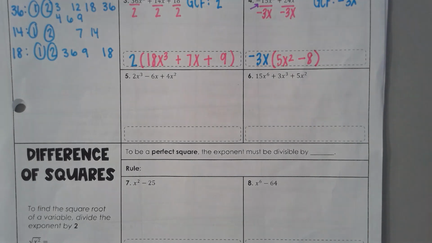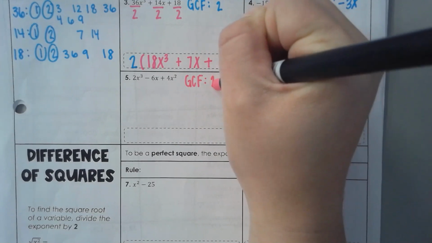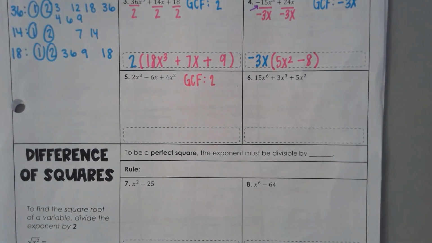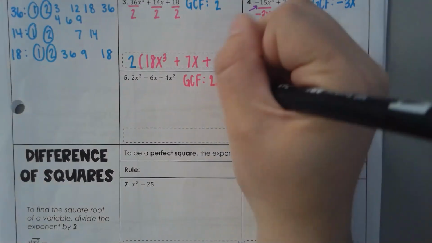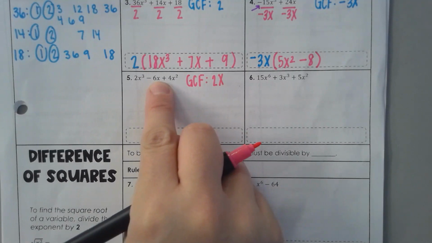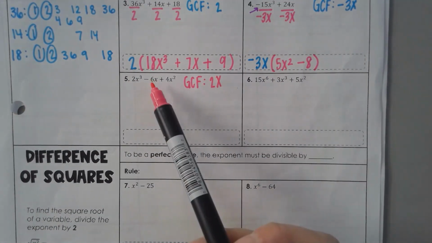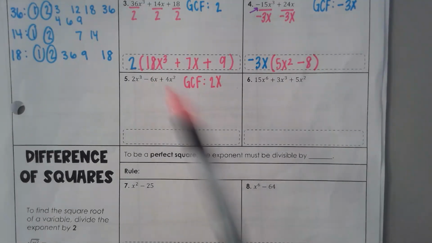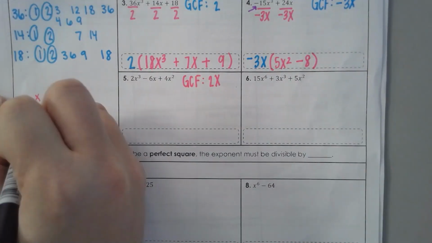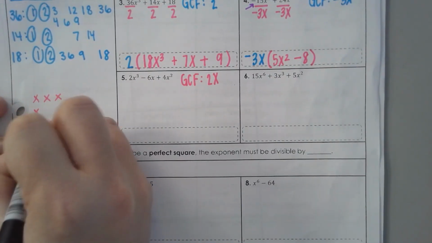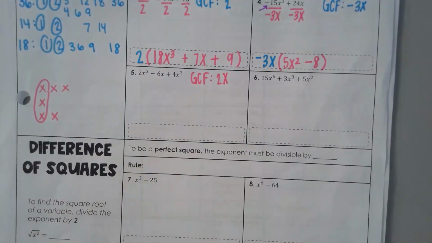What is the GCF of 2, 6, and 4? 2. How many x's do they all three have in common? 1. The middle one just has 1. So I can only circle up to one time. You said an x? Well, don't they all have an x on them? Yeah, they all have an x. But I only put 1 because we have an x cubed, we have an x, and we have an x squared. So I can only circle one time. So only one x.